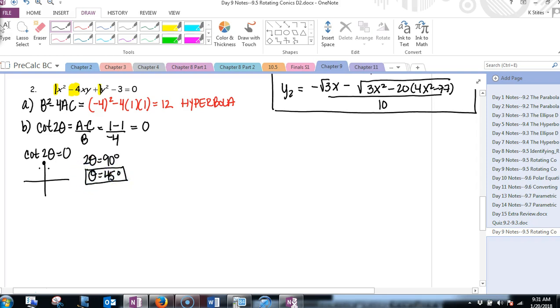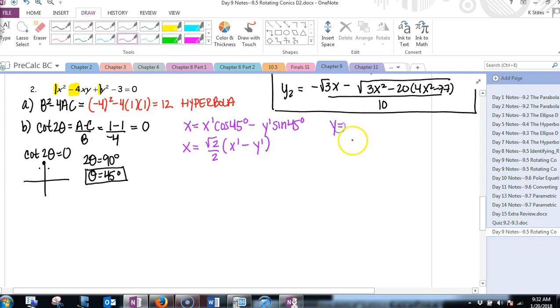So that's what we're going to use as theta for our rotation formulas. Okay, time to do our rotation formulas. x equals x prime cosine 45 minus y prime sine 45. And because both cosine and sine of 45 are root 2 over 2, this is where we want to pull the root 2 over 2 out, and you'll just have x prime minus y prime in parentheses. This will make our life easier when we have to FOIL.